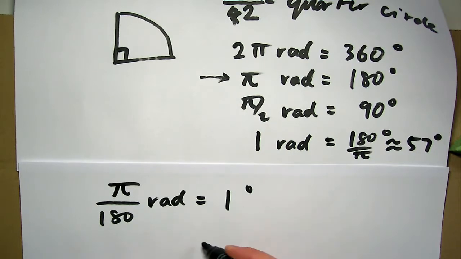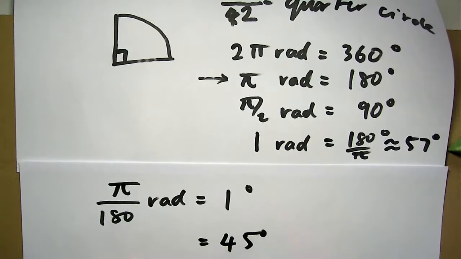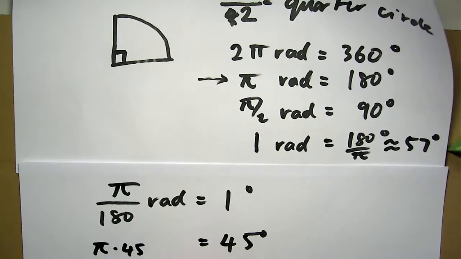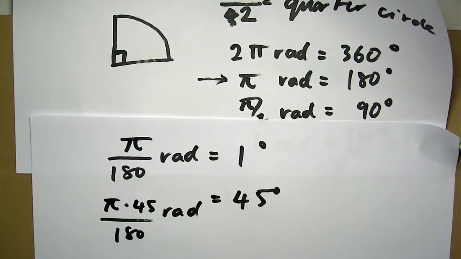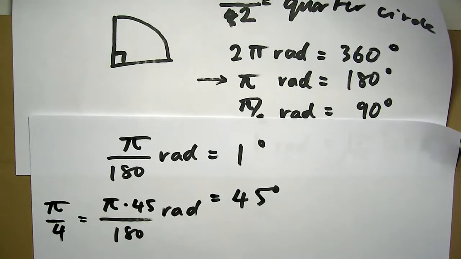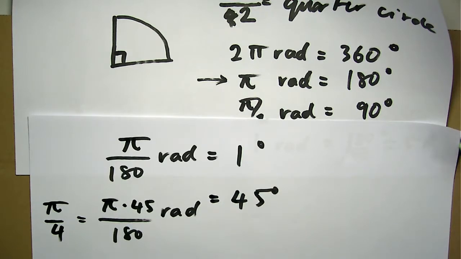For example, let's suppose we wanted to know what 45 degrees is in terms of radians. Well, we multiply the right-hand side by 45. Let's multiply the left-hand side by the same thing. And this 45 goes into 180 4 times exactly, so this is pi over 4. So we see that pi over 4 radians corresponds to 45 degrees.